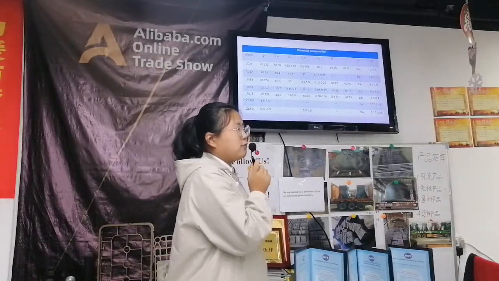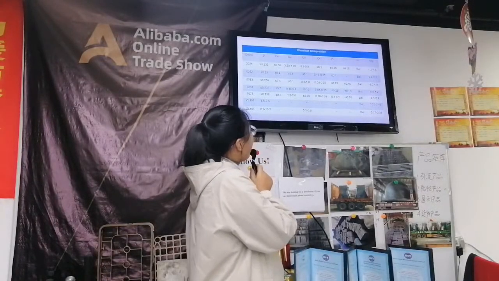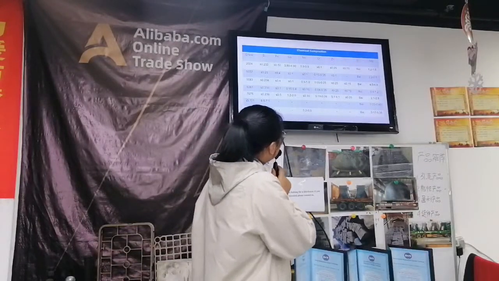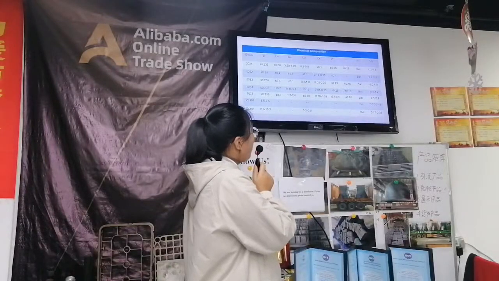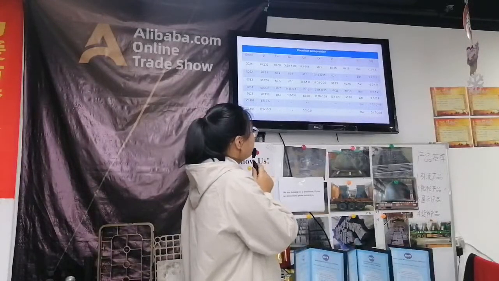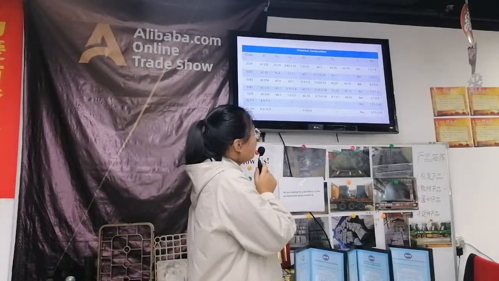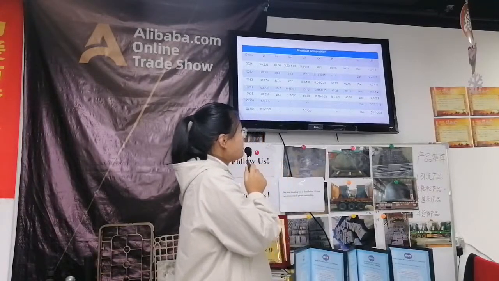For grade 5052, for the chromium is 0.15 to 0.35 cent. The magnesium is 2.2 to 2.8 cent, and the aluminum is balanced.